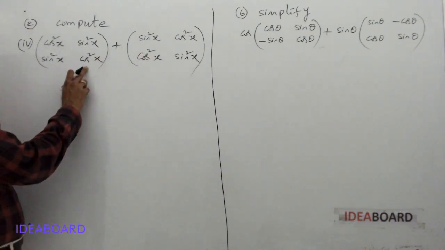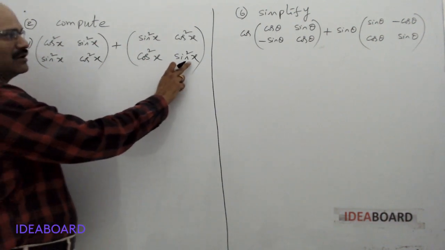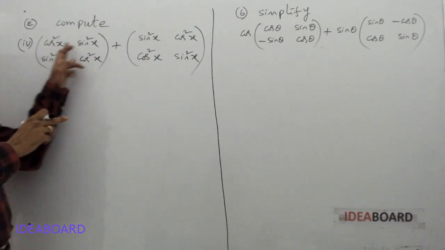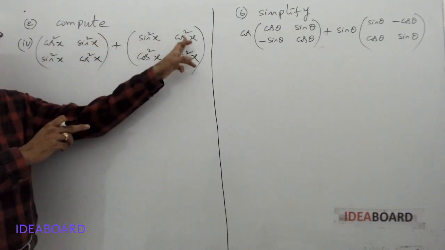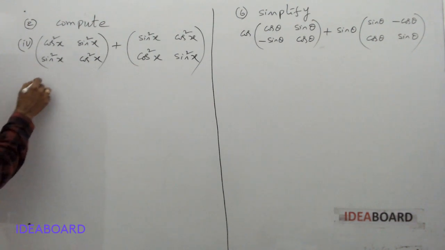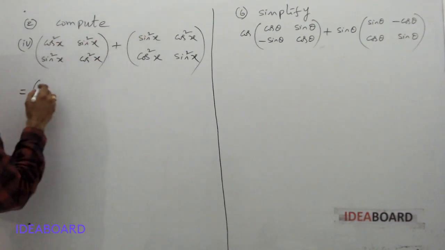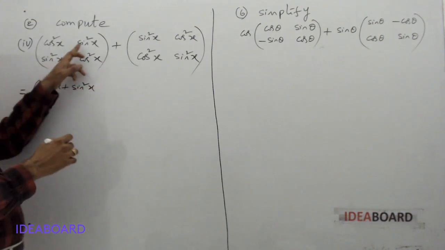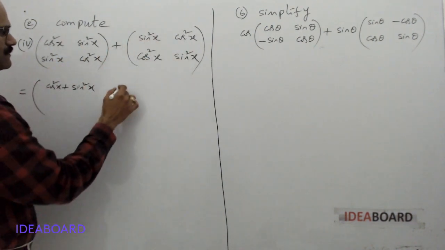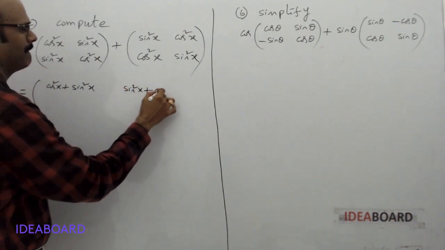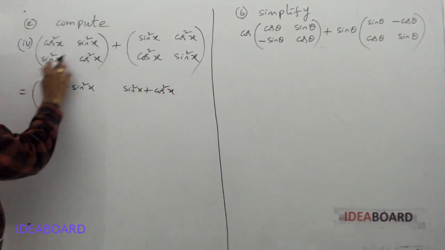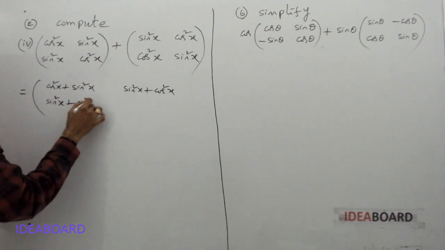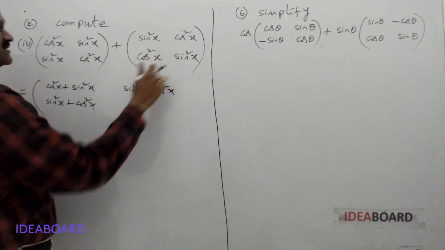Now the order of this matrix is equal to 2 by 2. The order of this matrix is equal to 2 by 2. While adding, we have to take the corresponding elements and add. So it's equal to cos square x plus sin square x, sin square x plus cos square x, sin square x plus cos square x, cos square x plus sin square x.